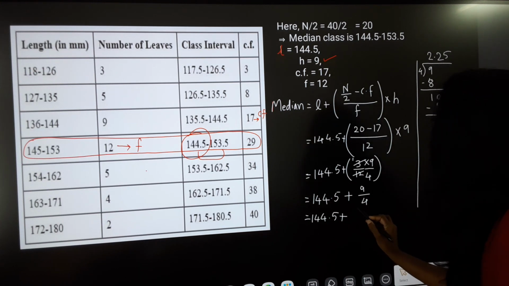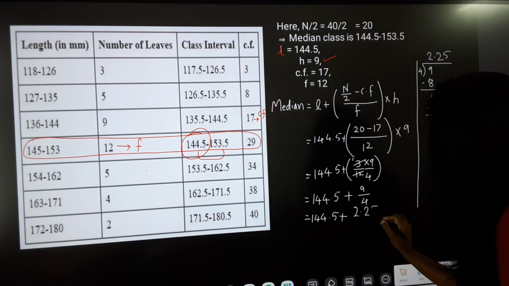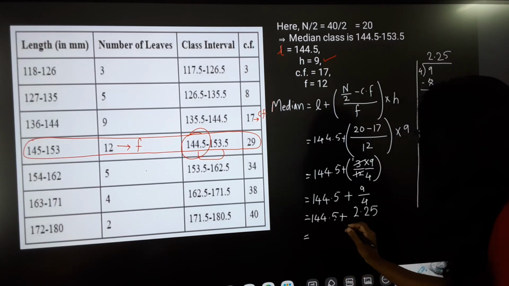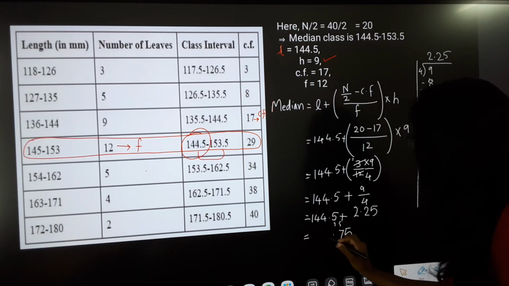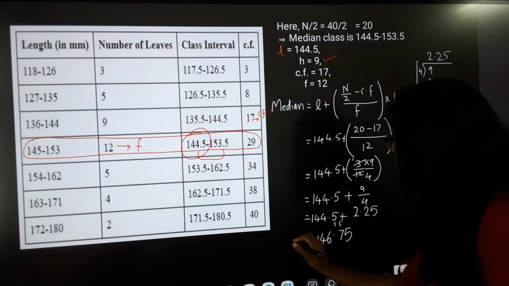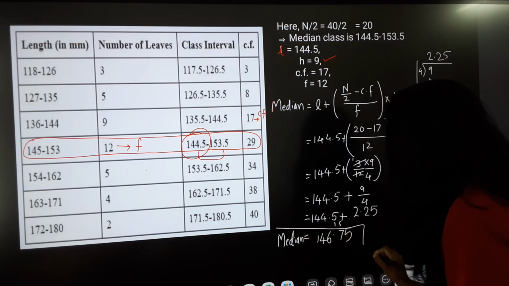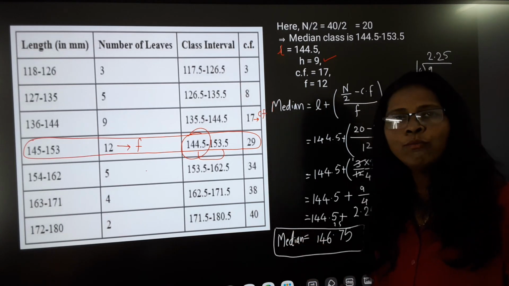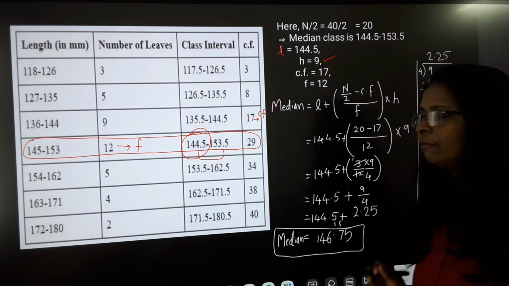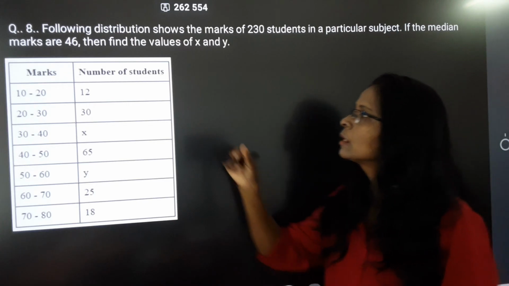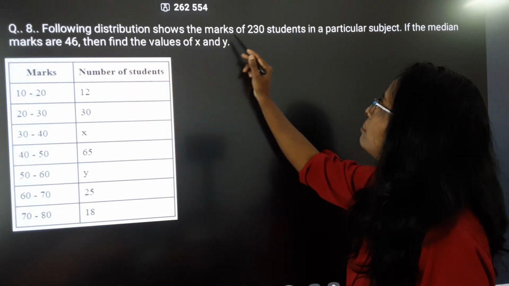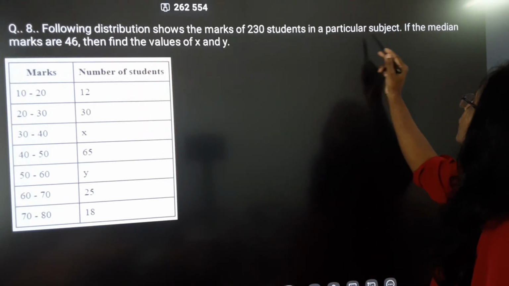So now here that is a 2.25. Adding this 2.25 in here, then we have the answer, that is 0.75, and here the 146.75. Okay. So now here students, the median is equal to 146.75. Example 8, students. The following distribution shows the marks of 230 students in a particular subject.